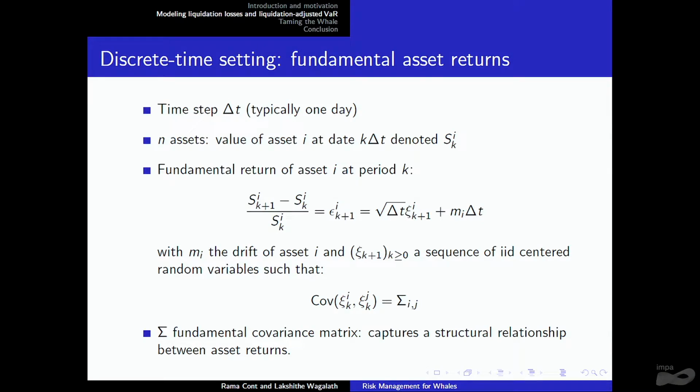So how do we do that? We look at a discrete time model. So time step is delta t. So let's say it trades every day. You have n assets, and let's say for simplicity that the fundamental return of the asset is following something like a Black-Scholes. It's not necessarily actually a Black-Scholes, but let's say to simplify, it's a Black-Scholes. So psi here would be Gaussian, and you have a covariance matrix of those psi, which would be capital sigma, which is a fundamental covariance matrix, right?